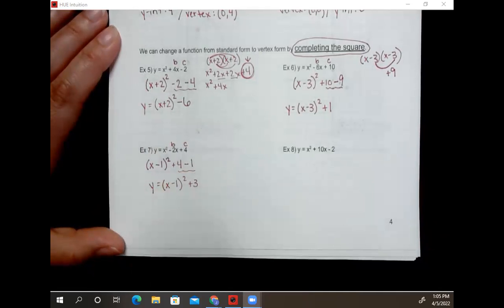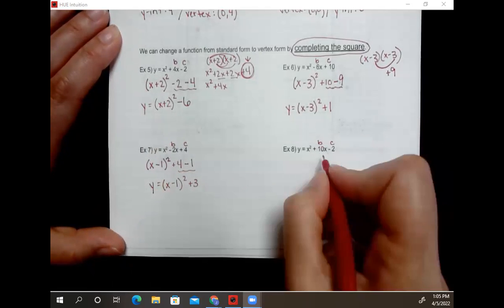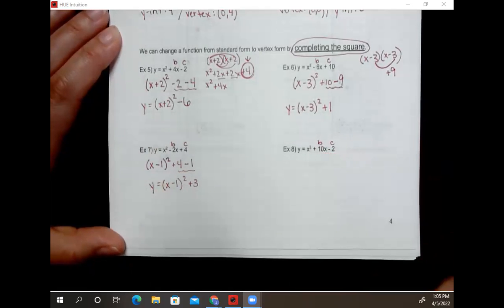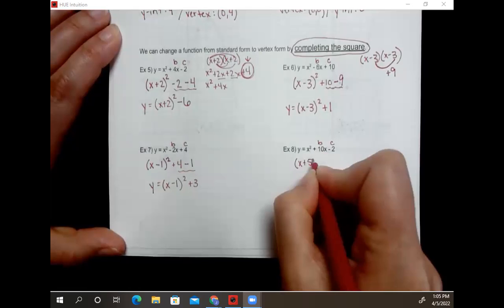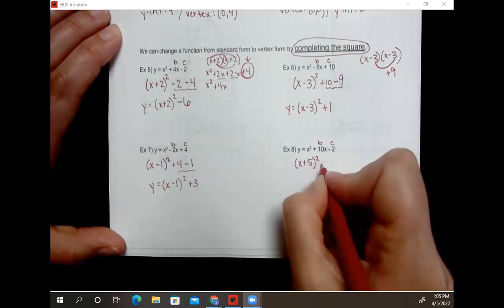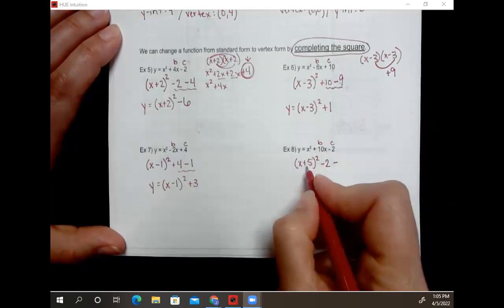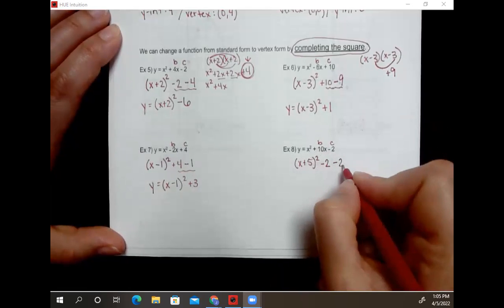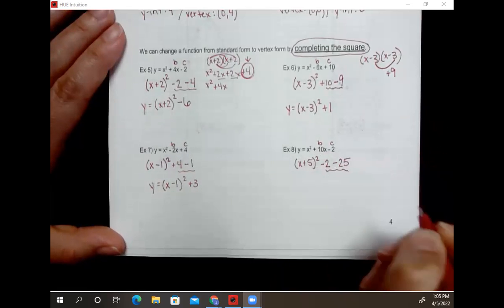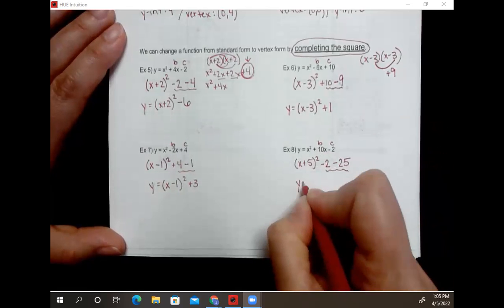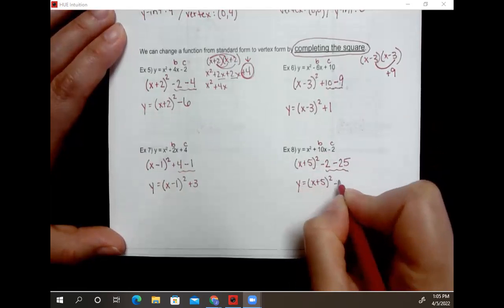And then one more time for example 8. Here's my B, here's my C. I'm going to start by cutting that B value in half. So 10 cut in half is 5. So I have x plus 5 squared. Keep the C that we have, so -2. And then we subtract our cut in half number squared. 5 squared would be 25. And then we tidy this up by combining our like terms at the end. So I've got y equals x plus 5 squared minus 27.